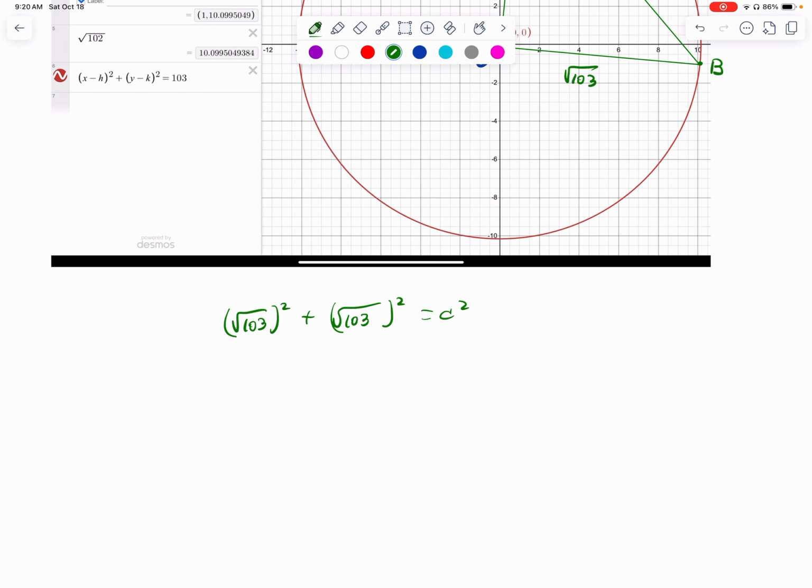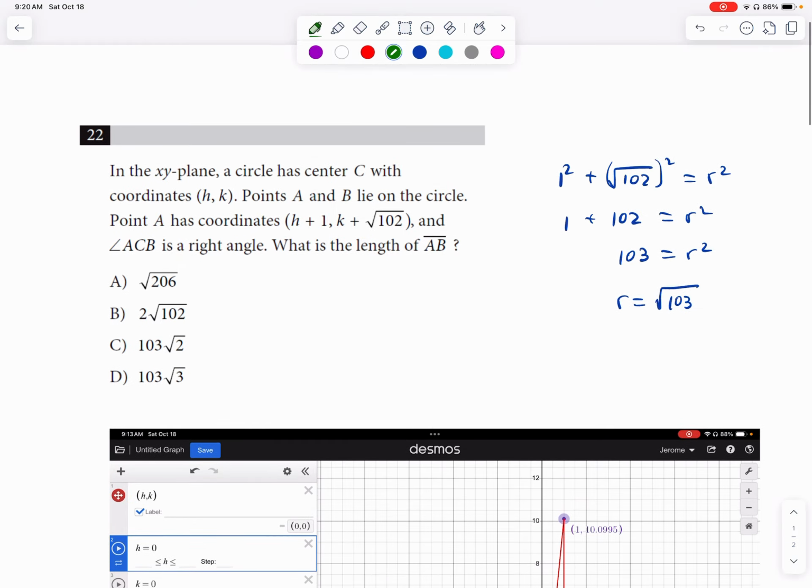Anyway, let's square and cancel out these square roots here. This is 103 plus another 103 is equal to c squared. Add those together, you get 206 is equal to c squared, which means that c, the length of AB, is equal to the square root of 206, which is answer choice A for sure.